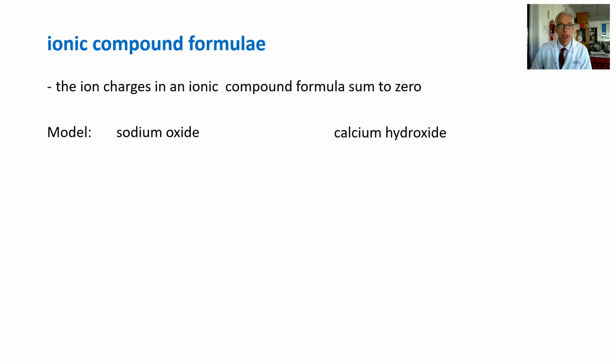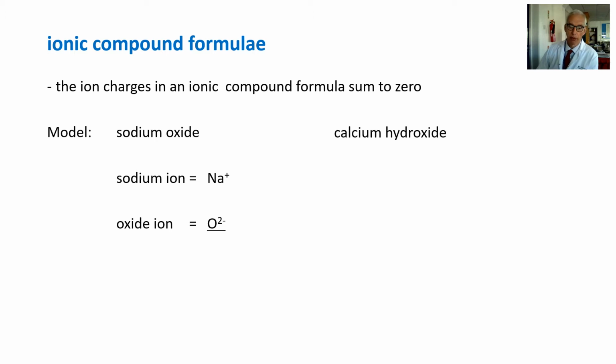So, ionic compound formulae. The ion charges in an ionic compound sum to zero. That is the crucial idea. So let's apply that to a couple of models, sodium oxide and calcium hydroxide. Well, we know that the sodium ion is a 1 plus ion, Na plus. We know that the oxide ion is a 2 minus ion.